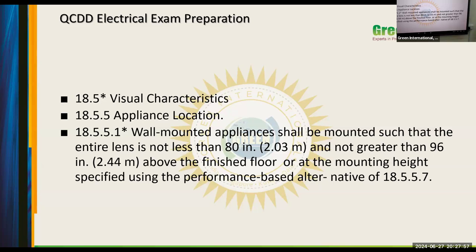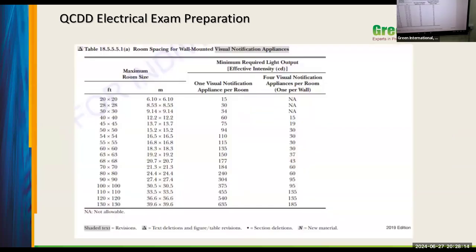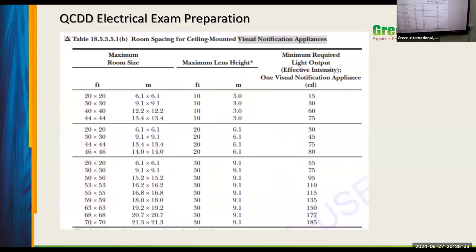Now we have notification devices. Here we install the notification devices, whether in the wall or in the ceiling. Whether we need to install 1 notification device or 4 notification devices. So that's why, see here, wall mounted. Here, ceiling mounted. So in your exam, read the question carefully, then answer. Either wall mounted or ceiling mounted.